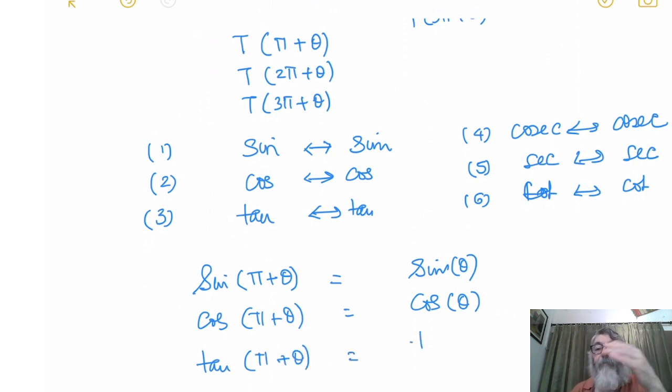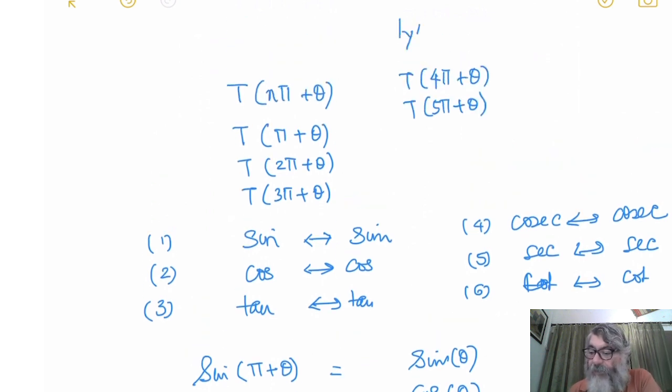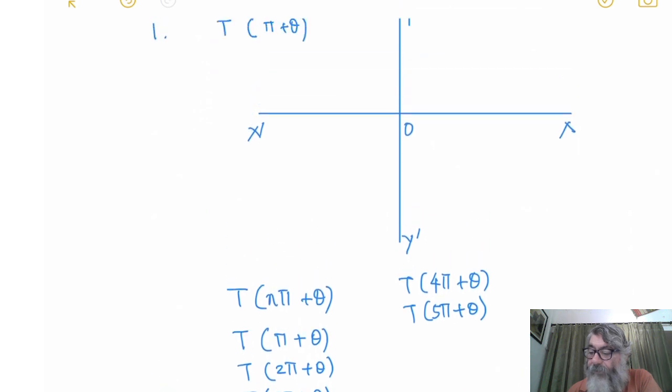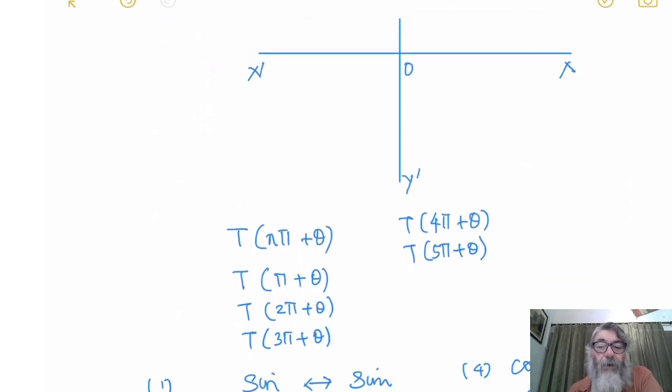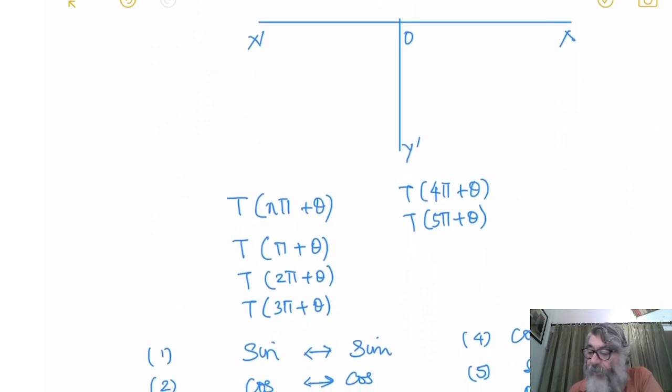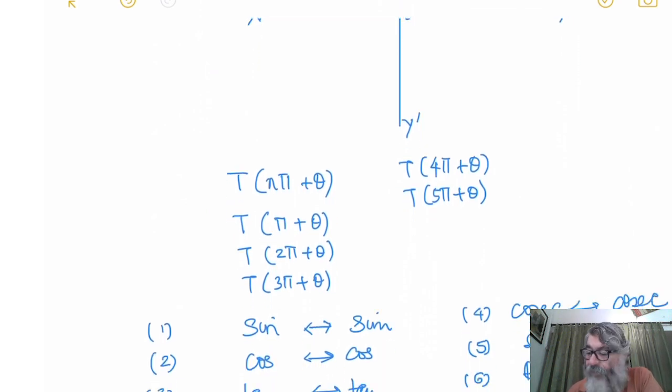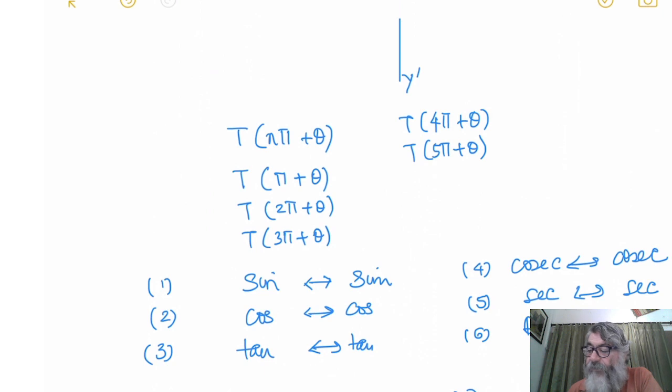So when we are moving from the x-axis, either upward or downward, whether we are adding to it or subtracting, I'm just taking the plus sign now, first of all there will be no change of the ratio. Like I showed you, sine will remain sine, cos will remain cos along the x-axis.